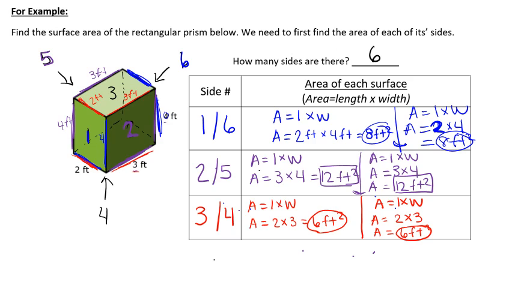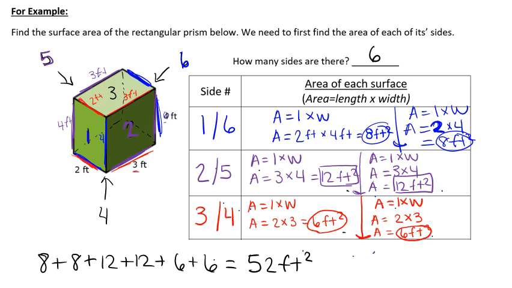So we actually only really needed to find the area of 3 of the sides in order to find the total surface area. So to find the total surface area, I've got one last step I need to do. I have to add up all the areas of each of the sides that I just found. So we have 8 plus 8 plus 12 and 12, we've got 6 and 6. And we add all these up, and what we should get is 52 feet squared. And that is the total surface area of this prism.